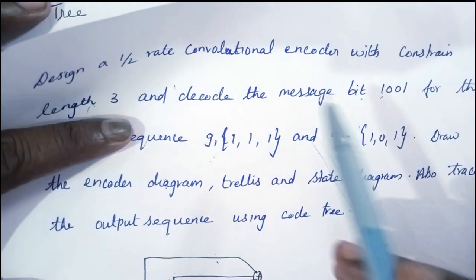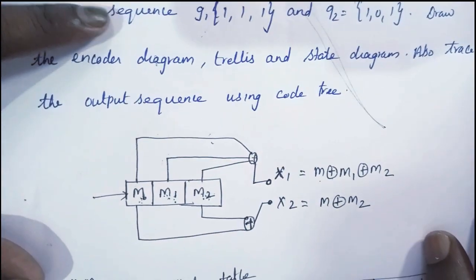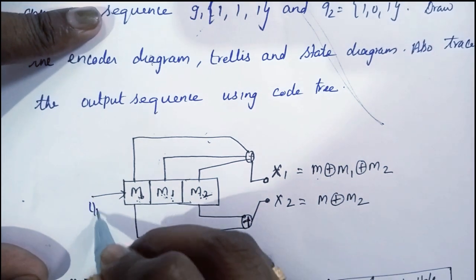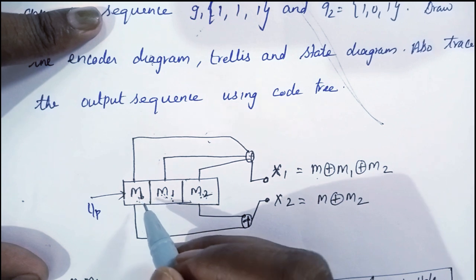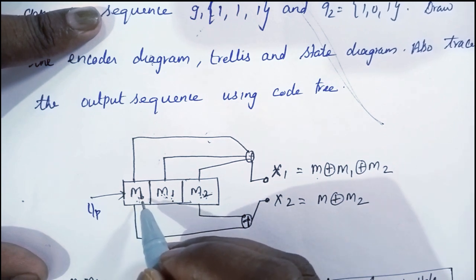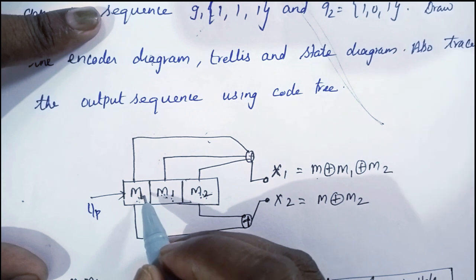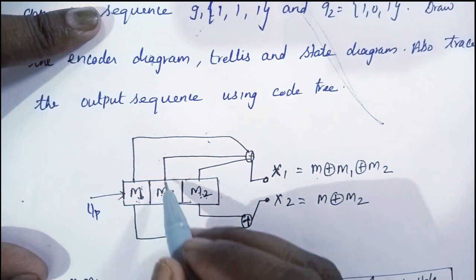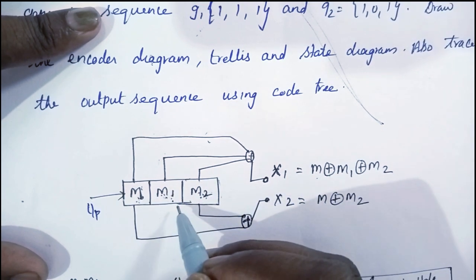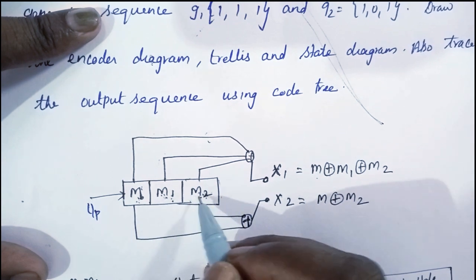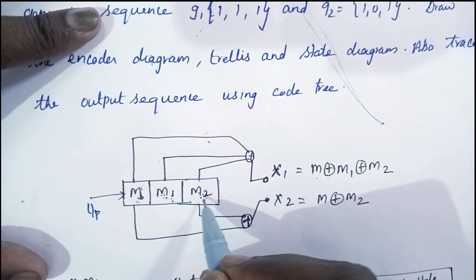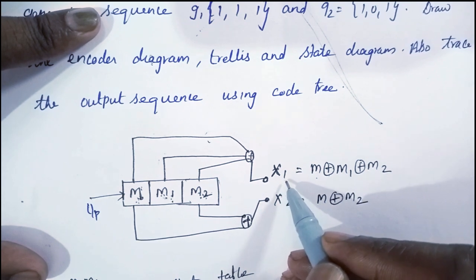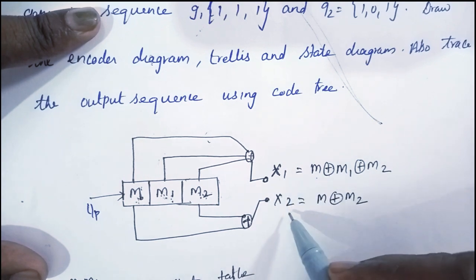Since the constraint length is 3, we have memory elements in the shift register, M1 and M2. Whatever the input bit M is, whenever a new bit comes, the bits get shifted. Whatever is in M will go to M1 and M1 will go to M2, so the state changes. M1 and M2 form the states, and it's nothing but the previous message inputs. Whenever a new input comes, the state changes, so the output also changes. Each bit is going to have 2 output bits, one from x1 and one from x2.